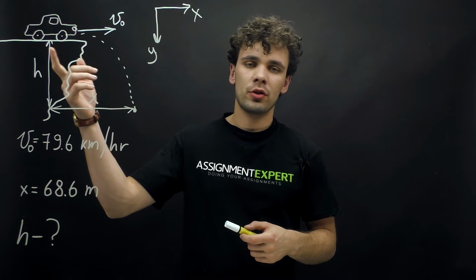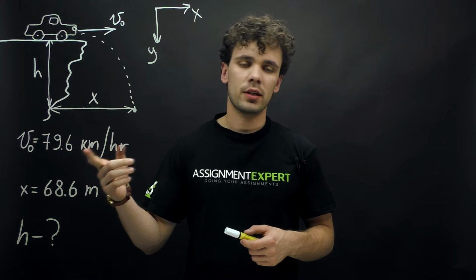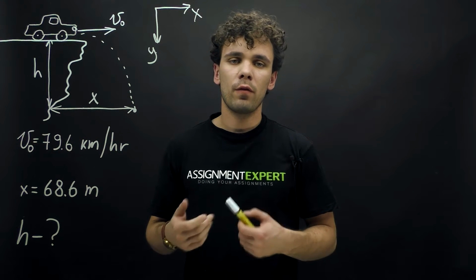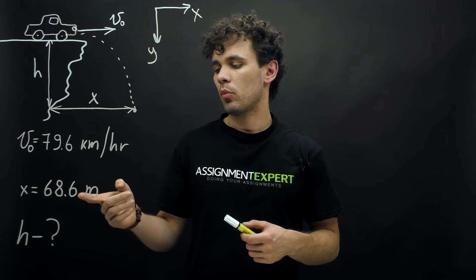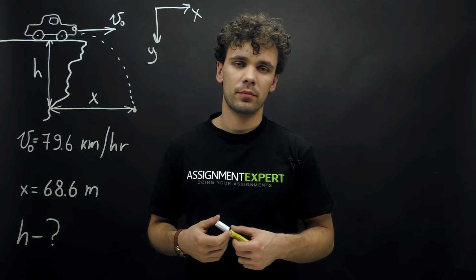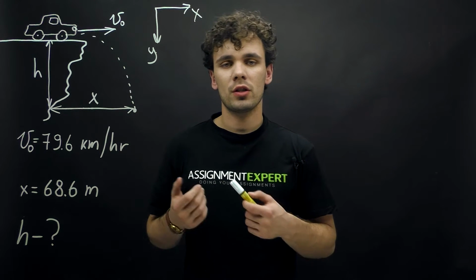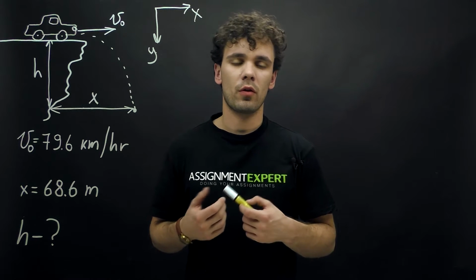A stunt car drives horizontally off a cliff with a speed of 79.6 km per hour. It falls at a distance of 68.6 meters away from the cliff. What is the height of this cliff? Well, we can find the height of the cliff from the equations of horizontal and vertical motions of the car.